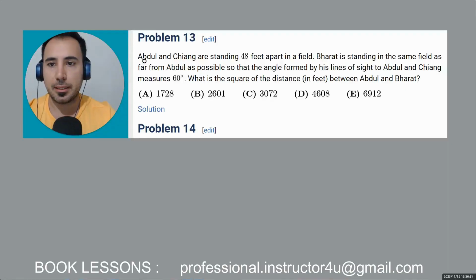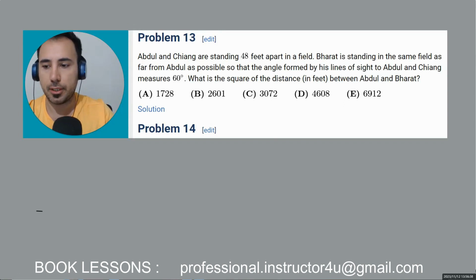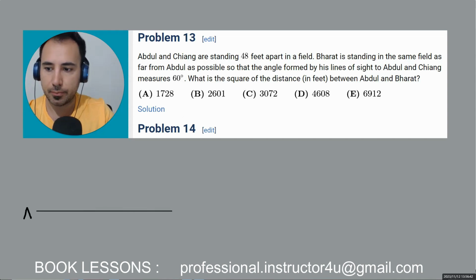Problem 13. A and C are standing 48 feet apart in a field. So I'm going to draw it like this. Instead of Abdul, I'm going to write just A, and this will be our C instead of Chiang. So B is standing in the same field as far from A as possible, so that the angle formed by his lines of sight to Abdul and Chiang measures 60 degrees.